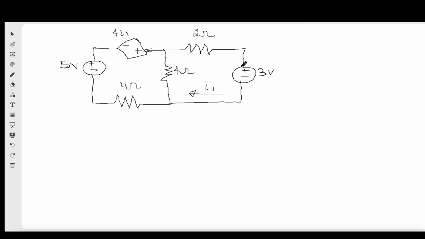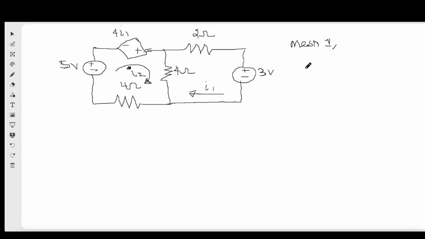We use this example to illustrate how we simplify a circuit using mesh analysis, but this circuit involves a dependent source. So as usual, we'll assign mesh currents. Let me name this I2, because there's already I1 here, right? So this is I2 and this is I1. So for mesh 1, applying KVL to mesh 1.